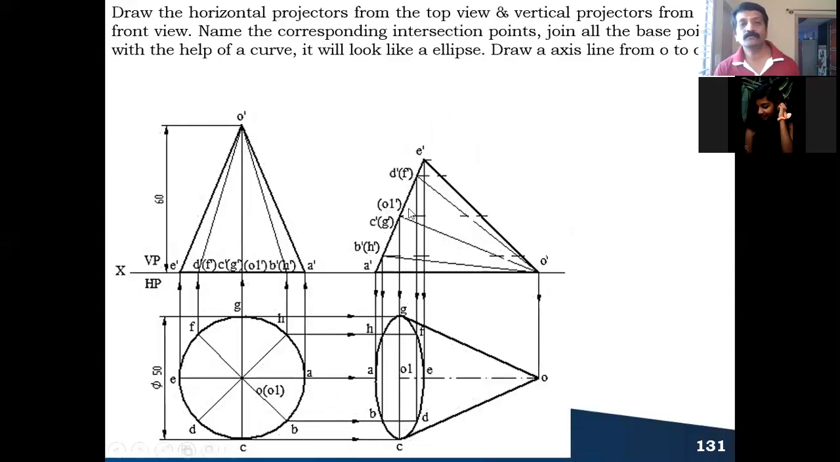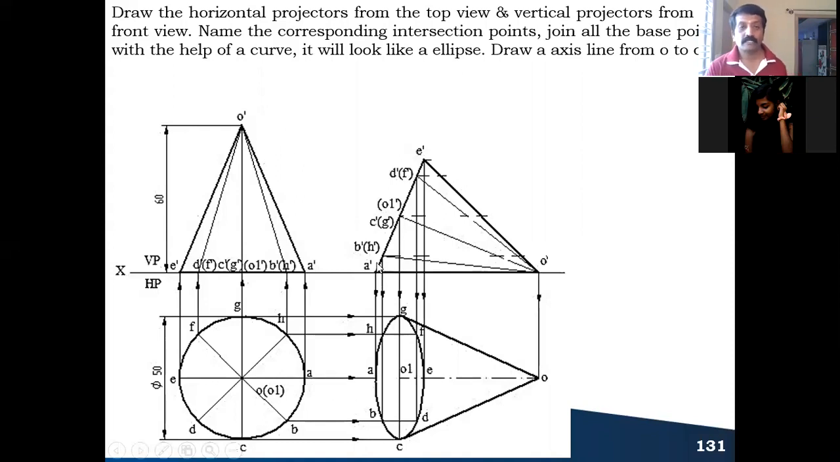Now to get the top view, draw the vertical projectors from all the points of your front view like this, and draw the horizontal projectors from the top view like this. Coincide the points here also. So here, A is here, A dash is here, this is A.